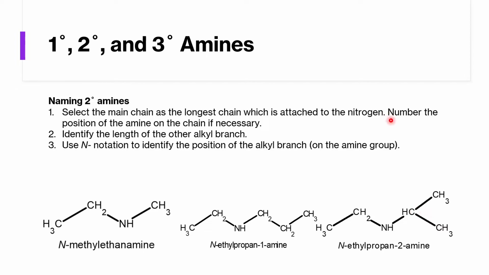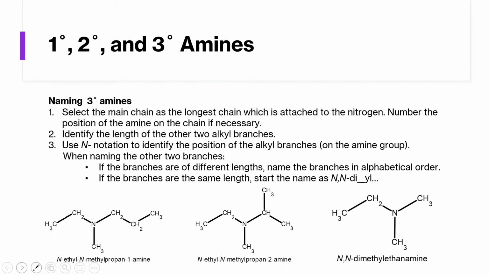So this is why we have this instruction up in step number 1, number the position of the amine on the chain if necessary. So if there are multiple locations where the amine can come off the main chain, then that still needs to be labeled as we did for primary amines. When looking at tertiary amines, we follow a very similar set of rules. There are a couple of additional rules to make as well.